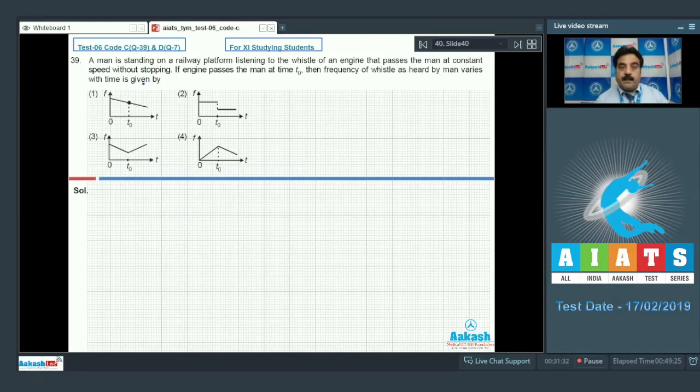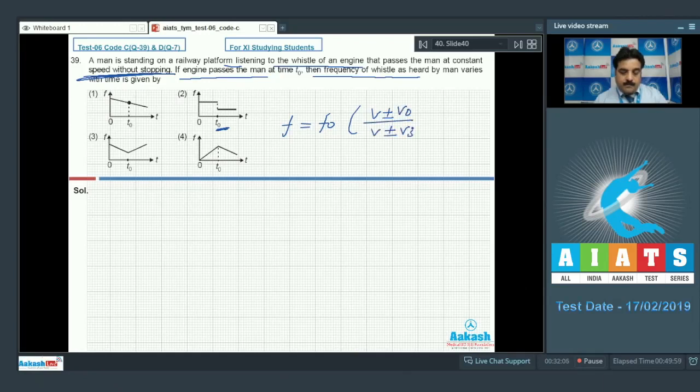In question number 39, a man is standing on a railway platform listening to the whistle of an engine that passes the man at constant speed without stopping. If the engine passes the man at time t0, then the frequency of whistle as heard by the man varies with time as given by. Okay. First I would like to write the formula. F equals F0 times (V plus or minus V0) over (V plus or minus Vs). This is the formula.